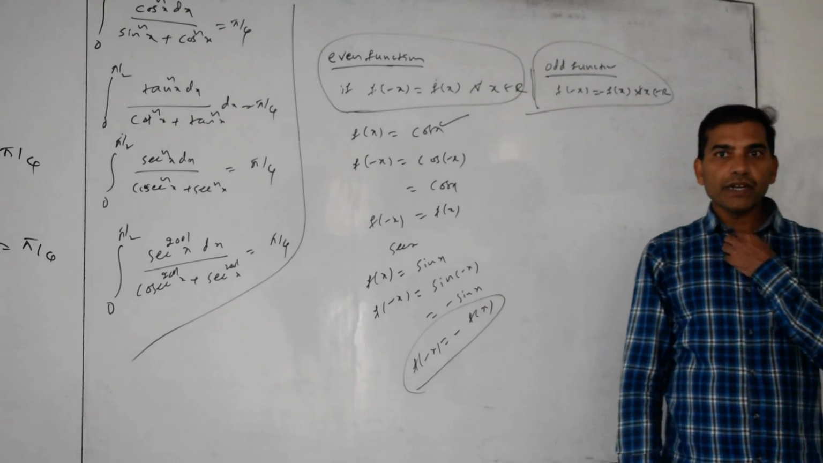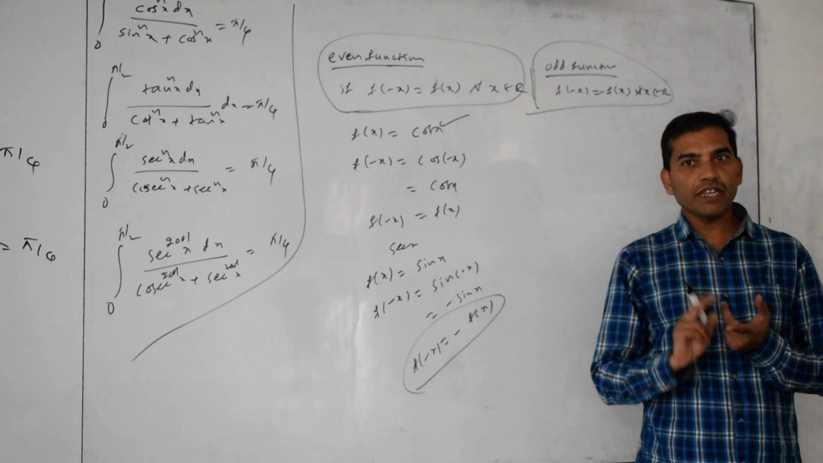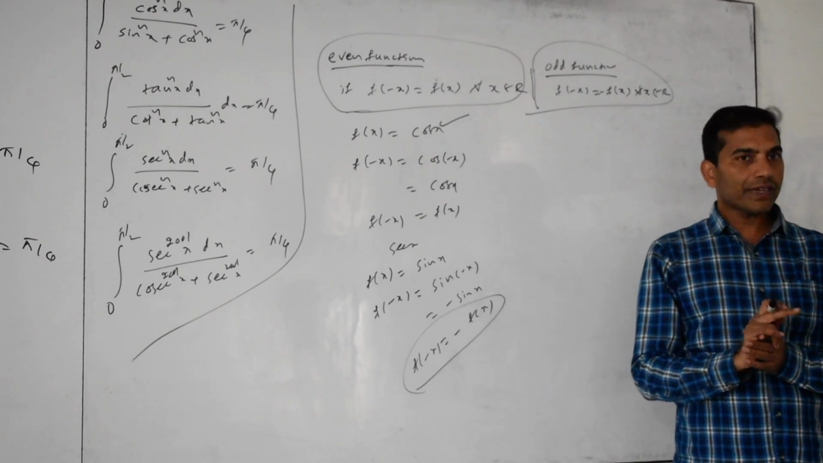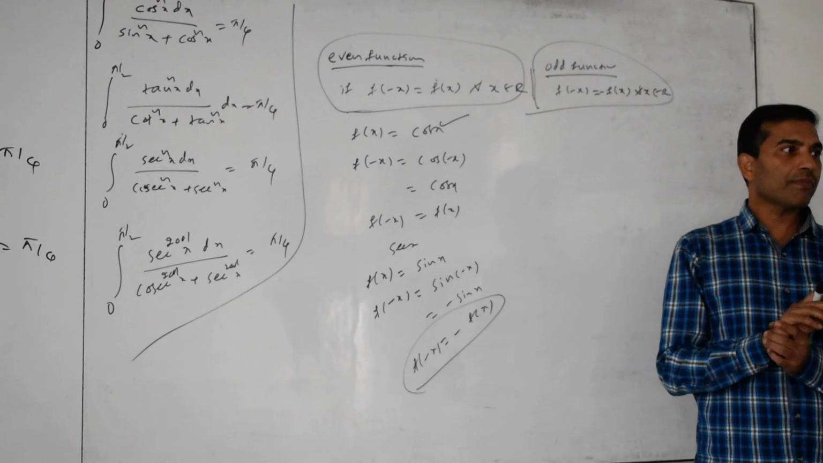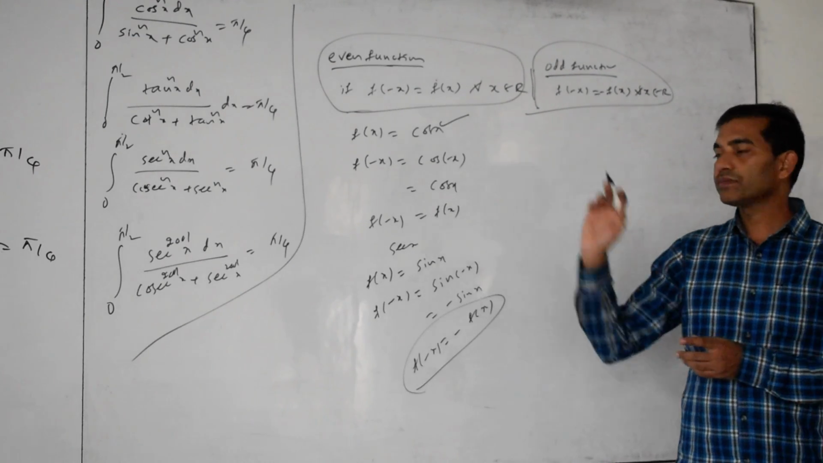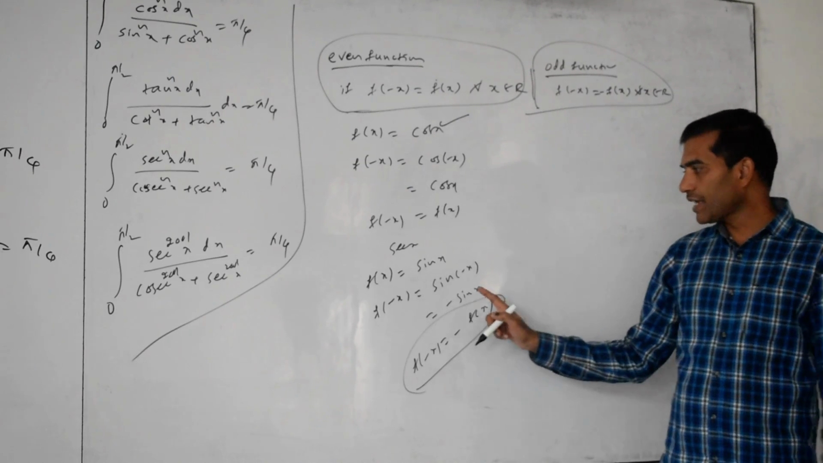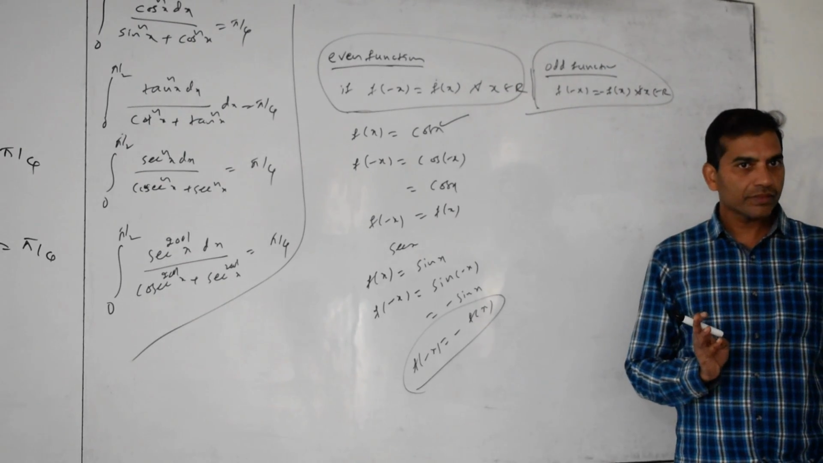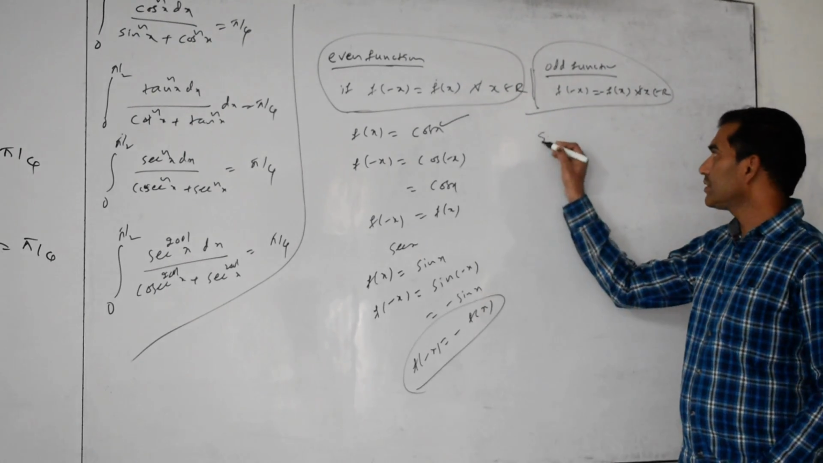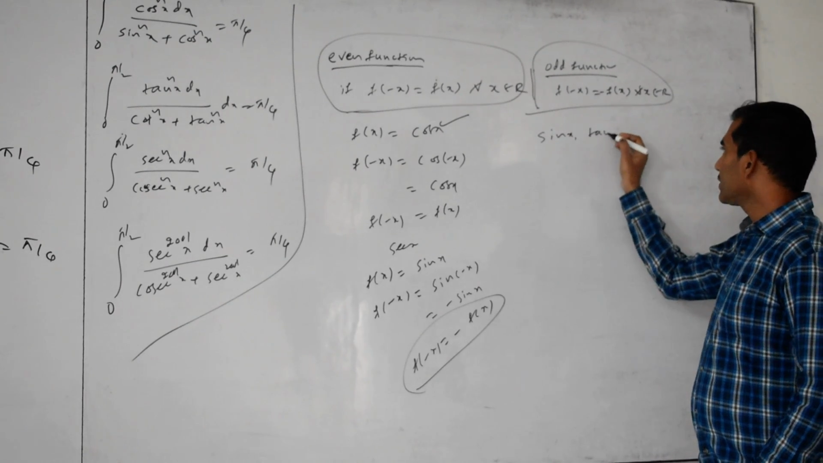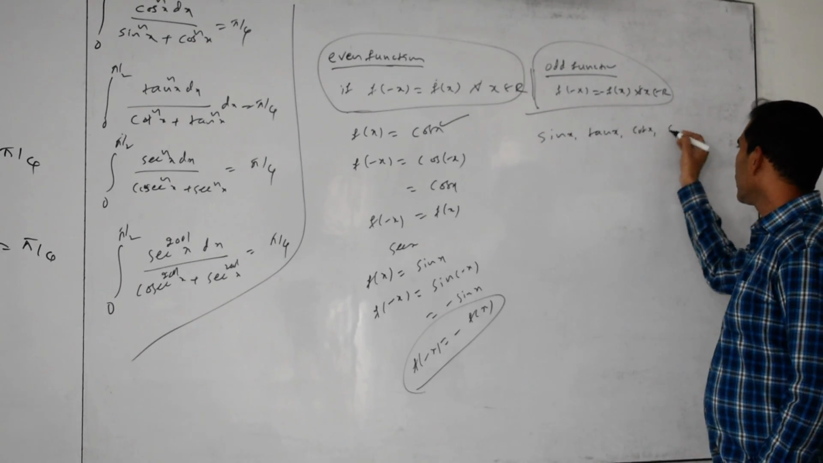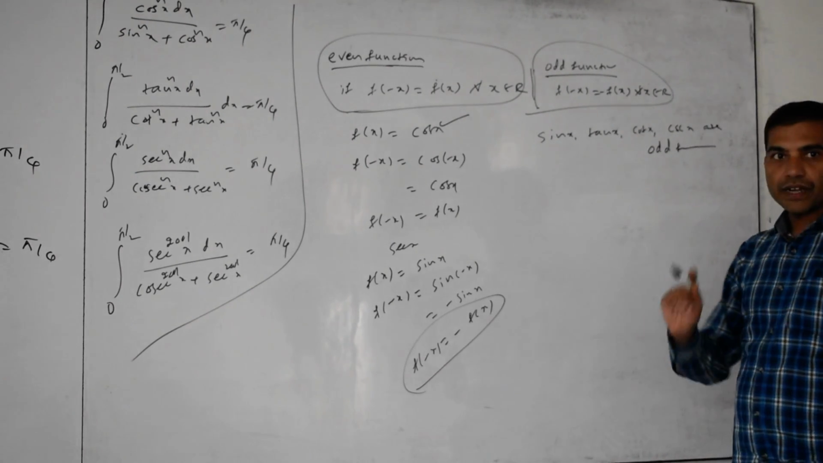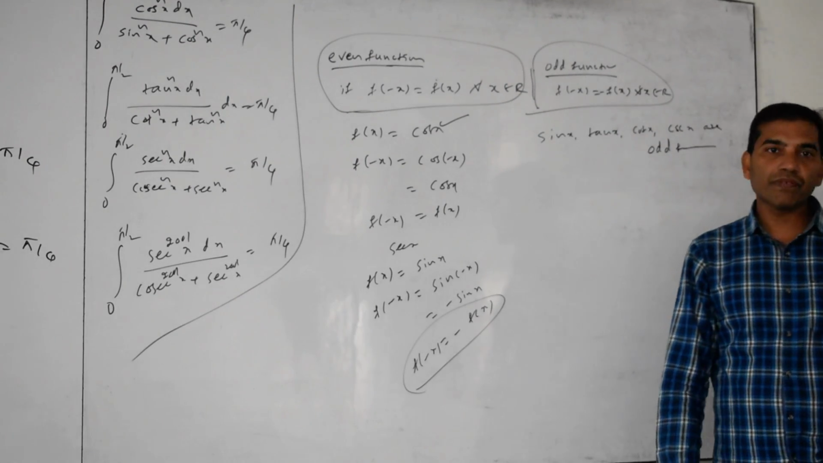Understood? Got the point? f of x is said to be an odd function if f of minus x equals minus f of x. f of x is said to be an even function if f of minus x equals f of x. Right? So sin x is an odd function or an even function? Odd function. What about tan x? And cos x and sec x are even functions.